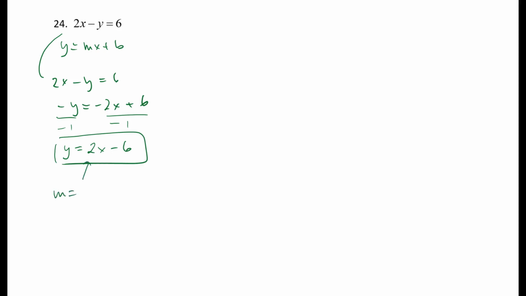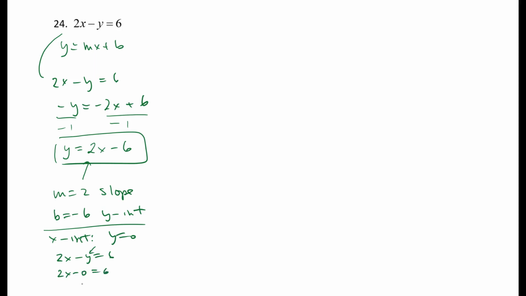We can see that m is 2, that's our slope. B equals negative 6, that's our y-intercept. And to find the x-intercept, we have to set y equal to 0. I'll do that in the original equation, 2x minus y equals 6. If y equals 0, we get 2x minus 0 equals 6. 2x equals 6, or x equals 3. So that will be the x-intercept. X equals 3.